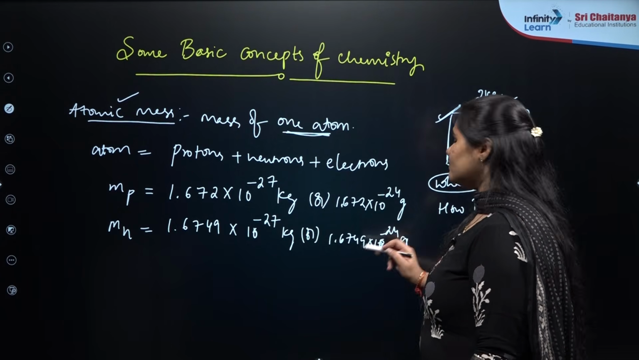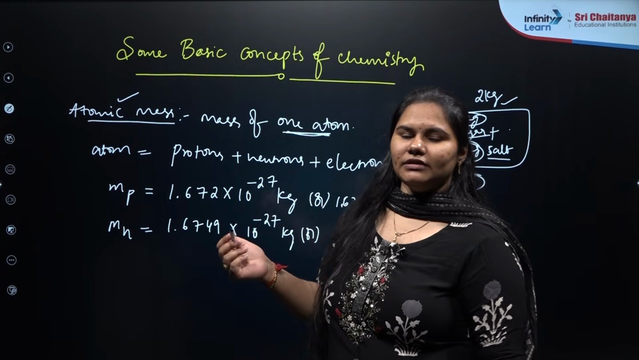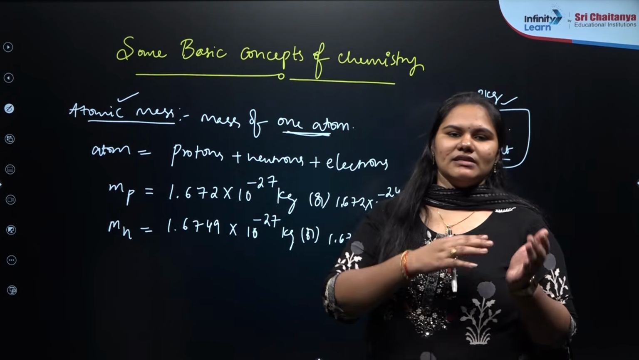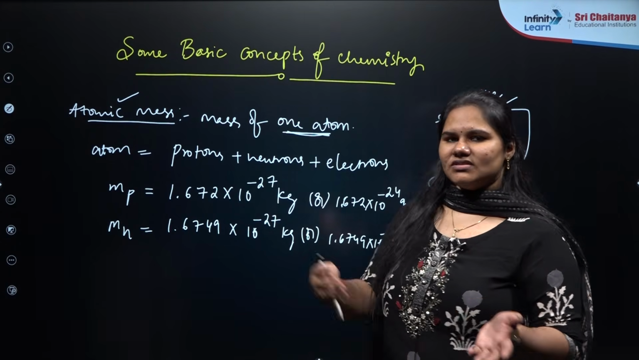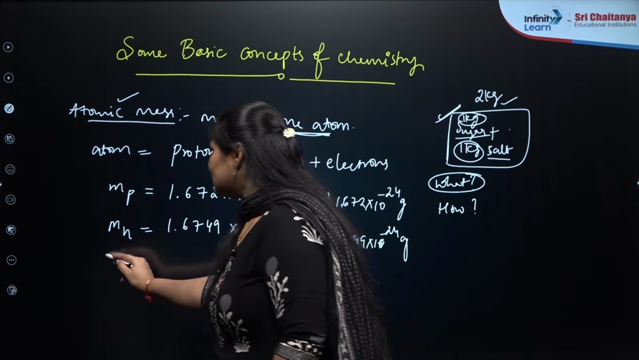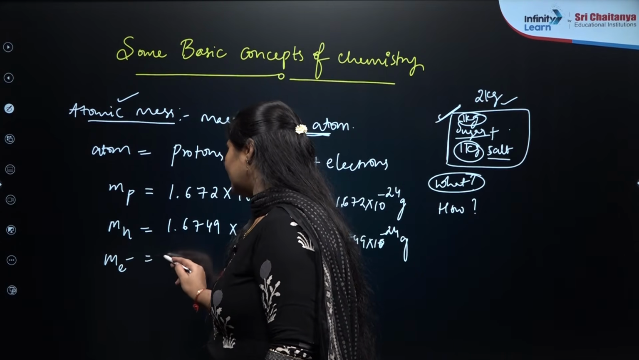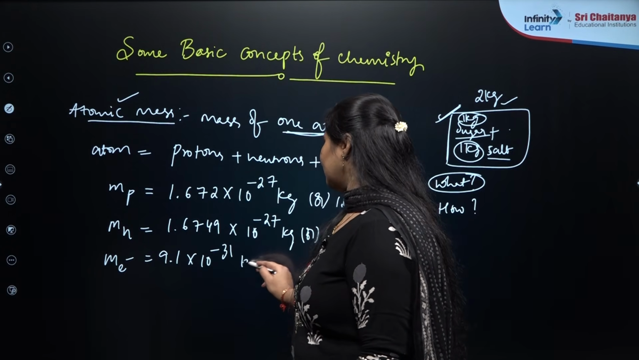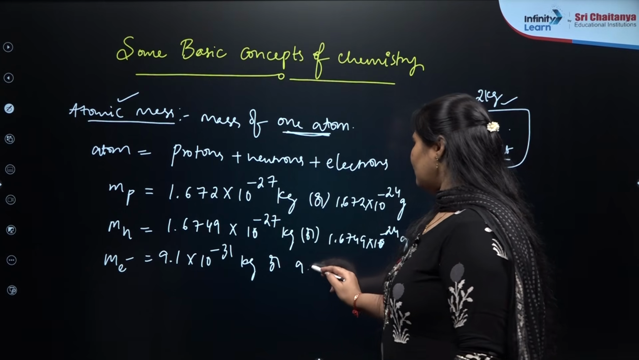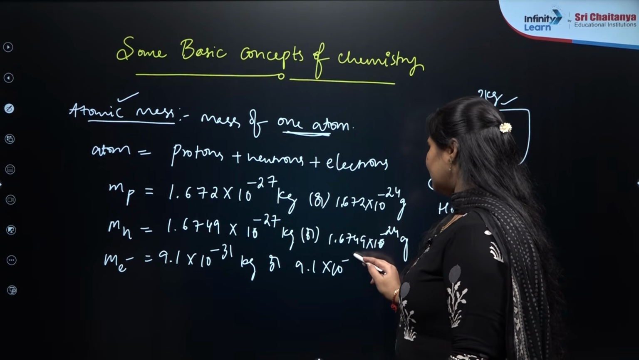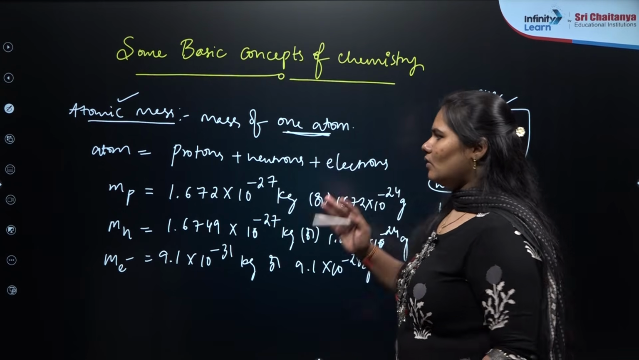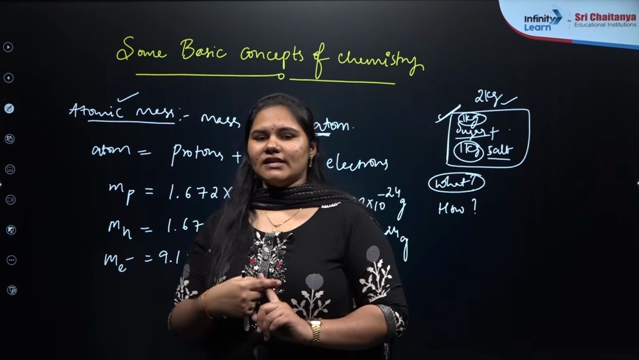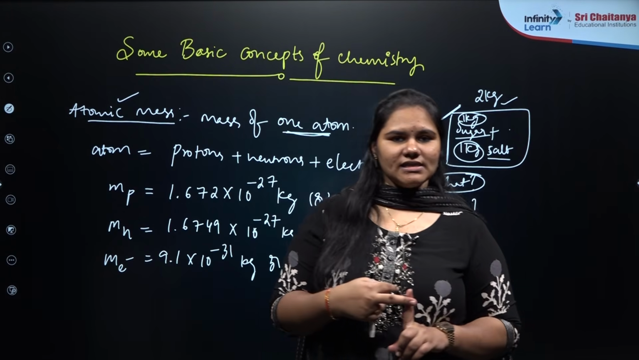Because these values also we should learn, because in the structure of atom chapter they can ask you to arrange the increasing order or decreasing order of masses, charges, all of this. And then mass of electron. Mass of electron is 9.1 into 10 power minus 31 kg or 9.1 into 10 power minus 28 grams. Okay, we got to know what is there inside an atom and how much is there inside an atom.